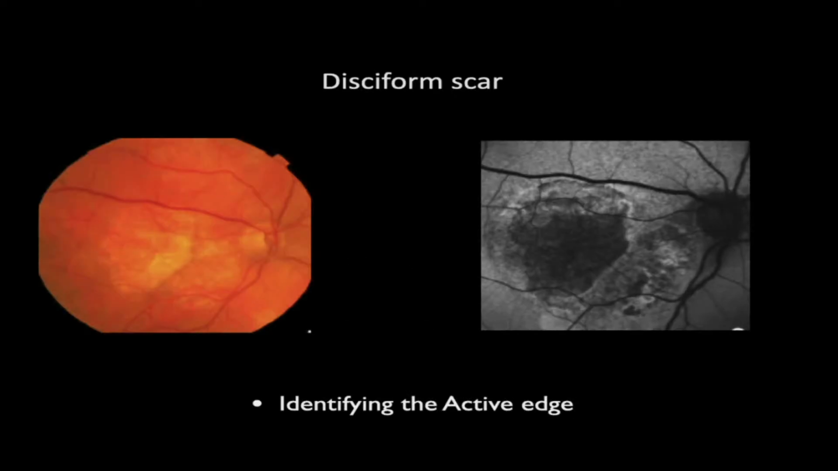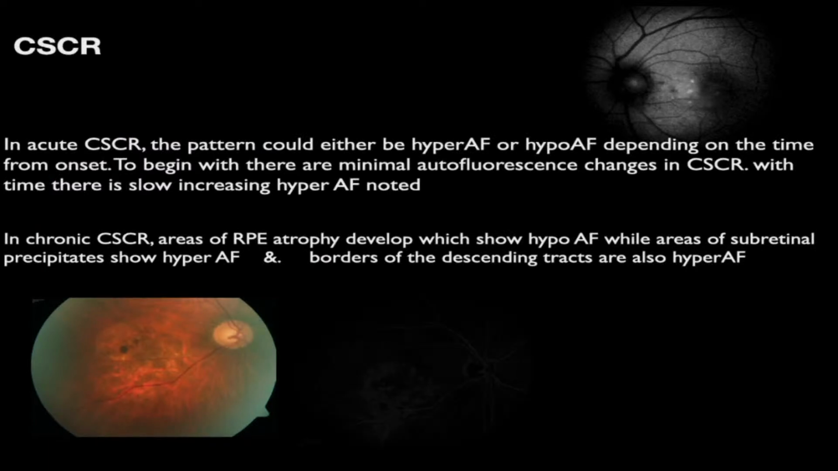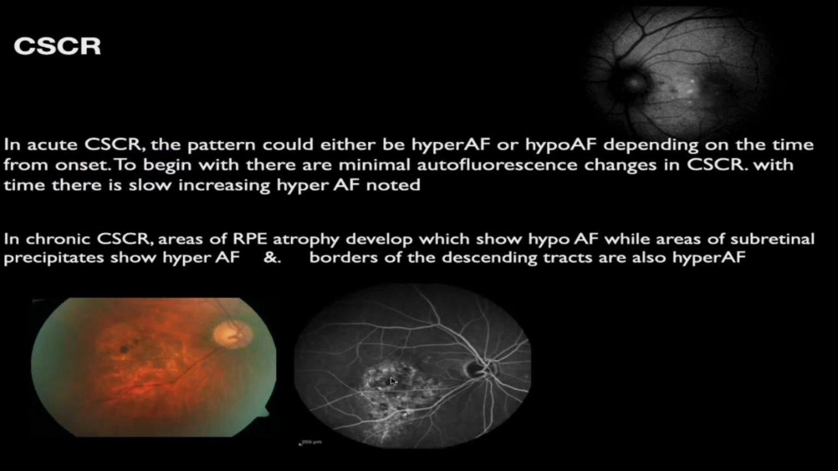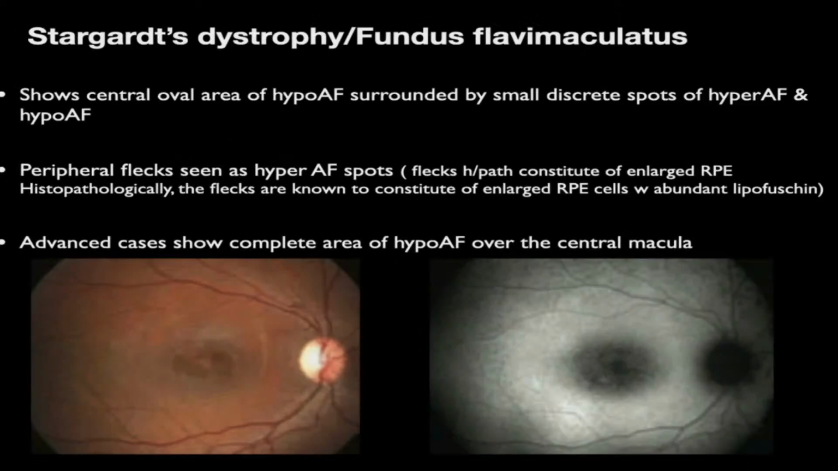The active edge of disciform scars can be picked up more easily. In chronic CSCRs, the areas of RPE atrophy show up as hypoautofluorescence, whereas where you have subretinal precipitates, those areas are going to show up as hyper. And the borders of the descending tracks, you have these descending tracks, the borders also show up as hyperautofluorescence.